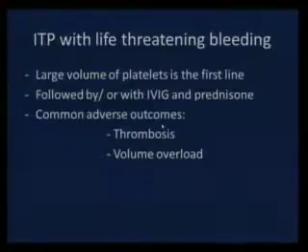So, what are the common adverse outcomes? Thrombosis, very common in ITP patients. Risk is particularly increased if the patient's platelet counts are more than 20,000. Volume overload. Like I told you, in such patients, if they have pre-existing conditions like congestive heart failure or pulmonary edema, volume can lead to disastrous consequences.